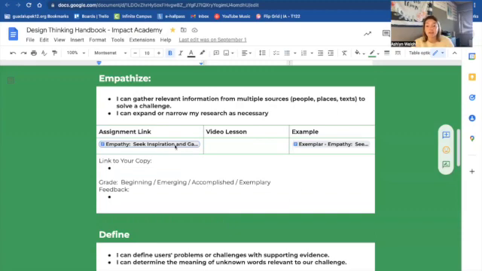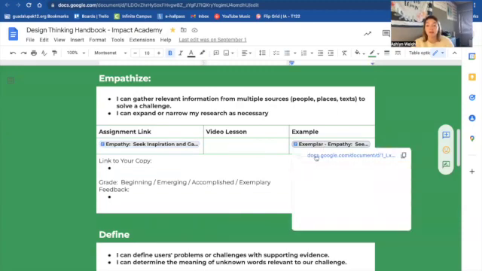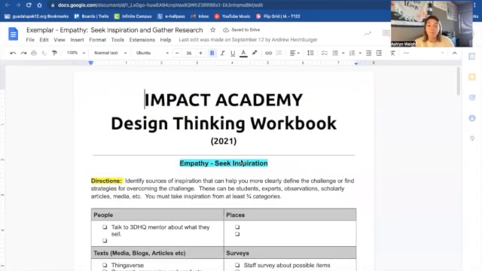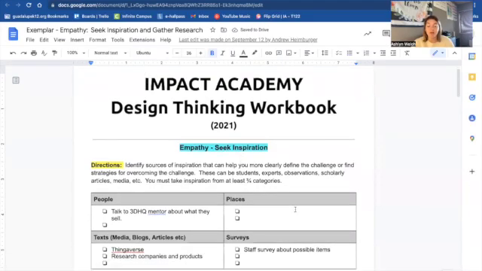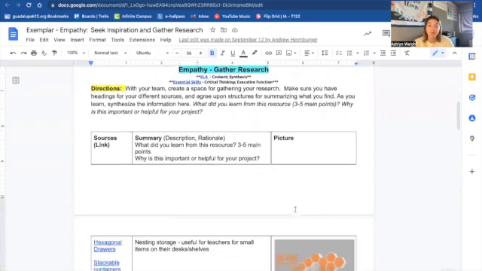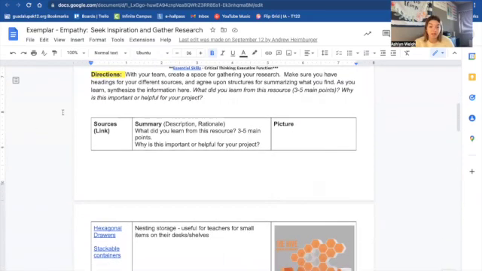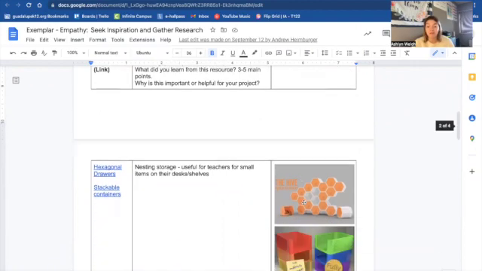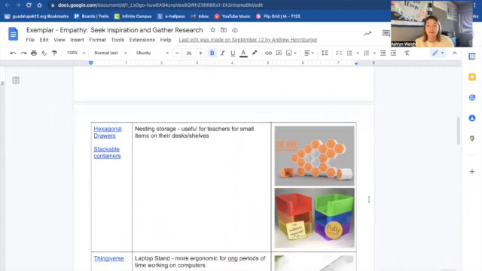Right? So in the design handbook, if you go over here to exemplar, you can open that up. And Mr. H and I have already done this with Mr. Schoen for 3D printing. Right? So we have the sources here on the left, the summary, what did you learn and why is it important? And then we included a picture. So we were coming up with different ideas to print for the high school staff, right?